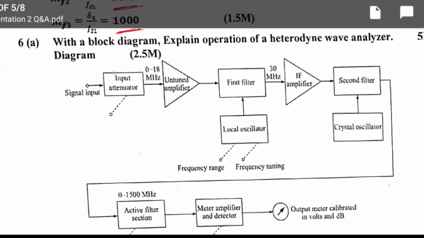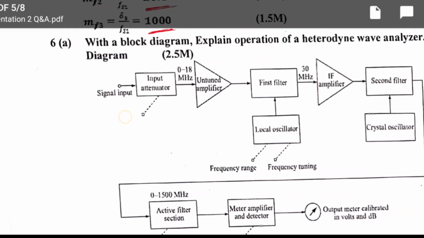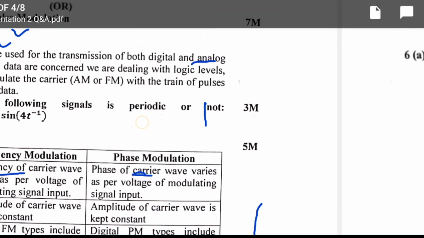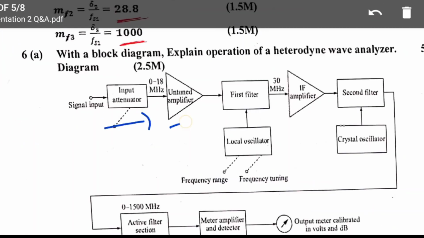In wave analyzers, the diagram will be like this. There are two types of wave analyzers: frequency selective and heterodyne. Wave analyzers are used to analyze the waveform. Whatever waveform we give is connected to the input attenuator, then the amplifier, then the IF amplifier, then the second filter. The diagram will be like that.